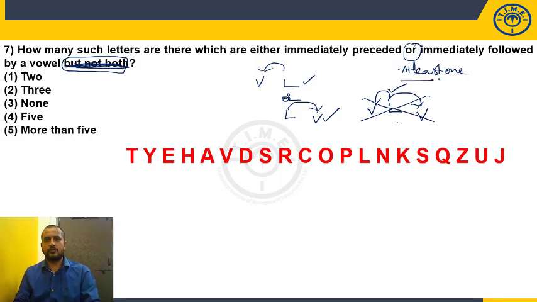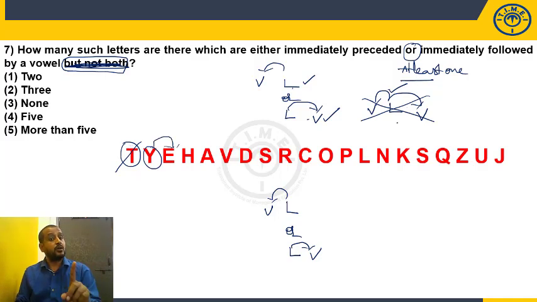Or means at least one. At least one means one, or both. But here it is given, but not both, so that's why we are ruling out this. So focus on a letter preceded by a vowel or followed by a vowel. First letter: is it preceded by a vowel? No. Followed by a vowel? Yes. It is satisfying only one condition. So Y.